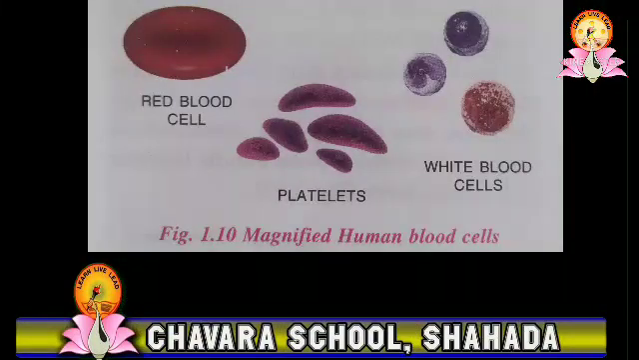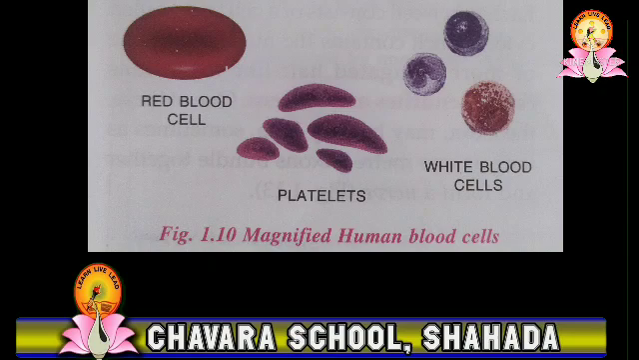As I have told you, blood consists of 2 important parts. First part is a liquid part which is called lymph or plasma. Second is the cellular part which is called corpuscles. Mainly the cellular part consists of 3 main types of corpuscles. First is RBC, second is WBC and third is platelets. In case of RBCs, they are also known as erythrocytes.